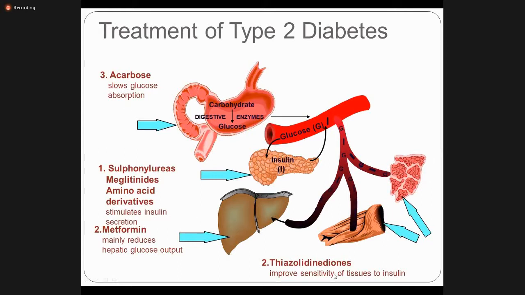Right. Another group is the thiazolidinediones, and the important point related to this group is that it improves the sensitivity of tissues to insulin, because again and again I have repeated the concept that in type 2, either insulin secretion is not sufficient, right? And the second mechanism is insulin resistance, right? So this thiazolidinedione group basically improves the sensitivity of tissues to insulin, or decreases the insulin resistance phenomenon.